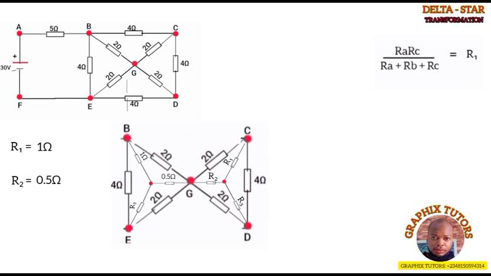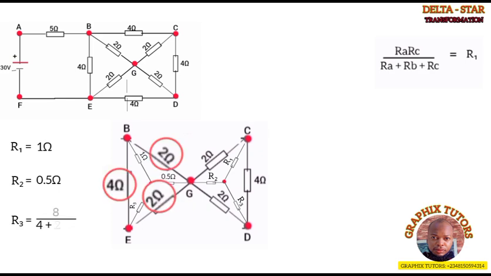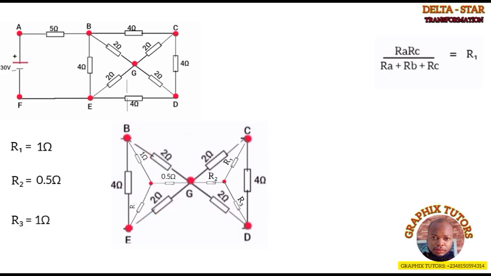To get R3, it will be the product of the two adjacent resistors, which are 4 and 2, divided by the addition of all the resistors that are connected together, and that is 4, 2, 2. You add them, so we have 8 over 8, and that is 1. So we are done in getting R1, R2, and R3. The same thing applies here too. So the R1 here is the R1 here, the way I named it.